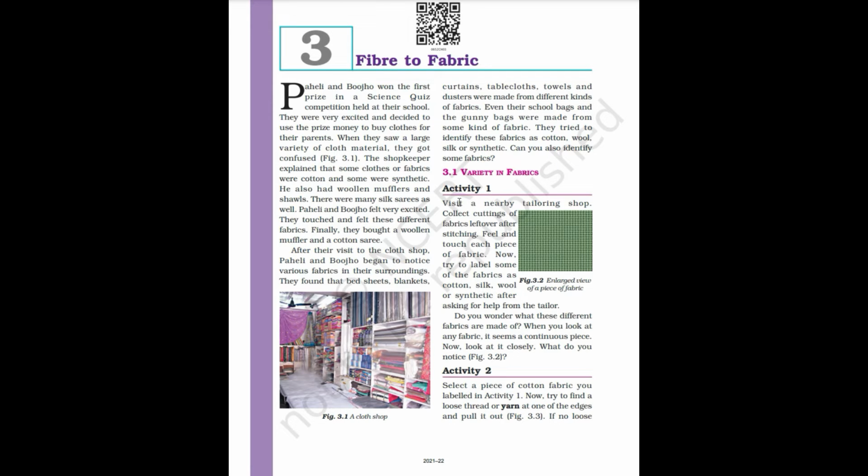Variety in fabrics. Activity 1. More activities which I don't like. Visit a nearby tailoring shop. Collect cuttings of fabric left over after stitching. Feel and touch each piece of fabric. Now try to label some of the fabrics as cotton, silk, wool, or synthetic after asking for help from the tailor. This is an activity which you can do, but you can just find all these cloths at your home, because there is a lot of fabric material found at home. So there is no need to go to the tailoring shop.